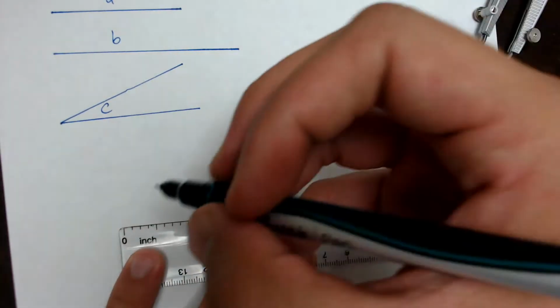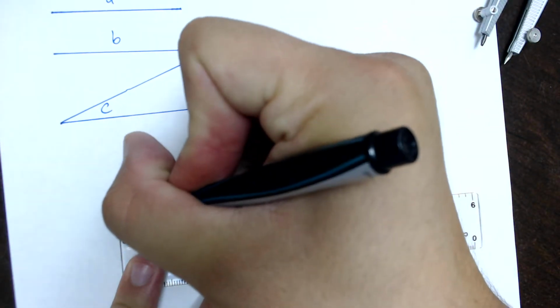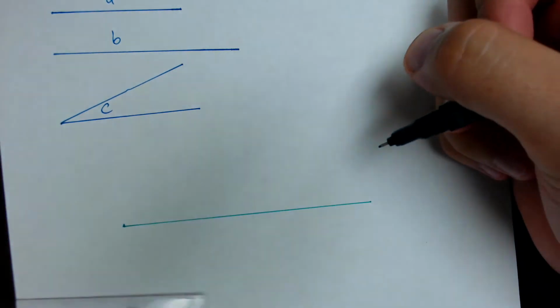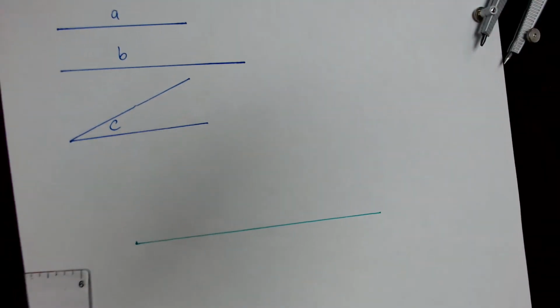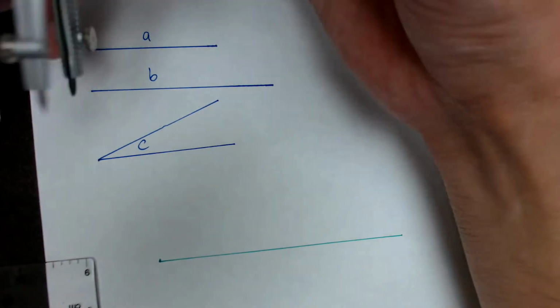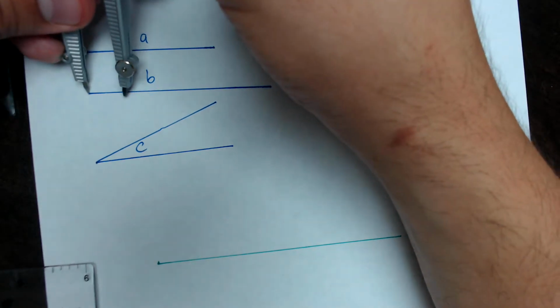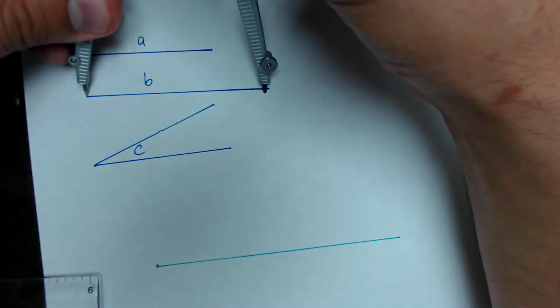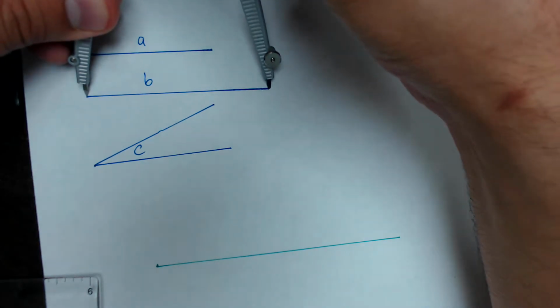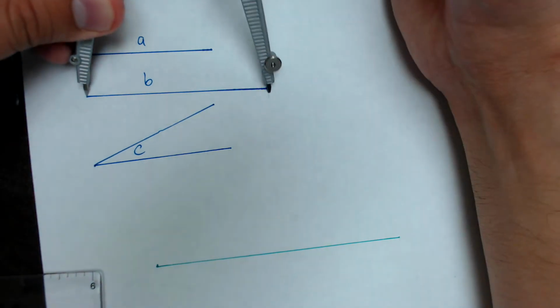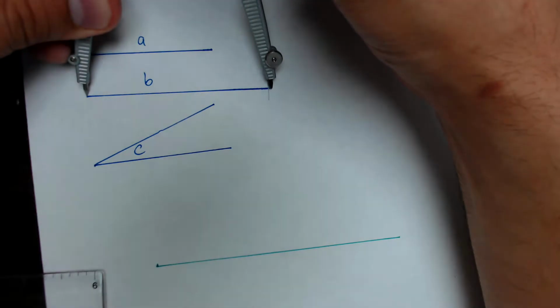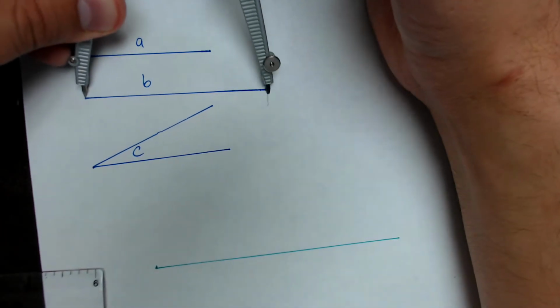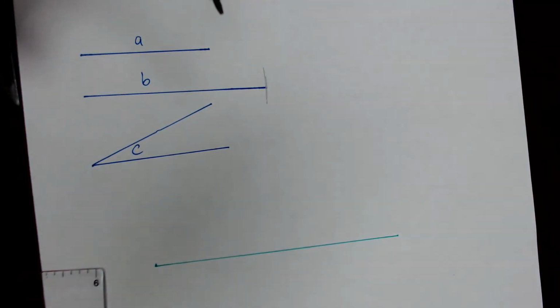I'm going to take my straight edge and draw a ray that I know for a fact is bigger than line B, so I can get an accurate representation of B. And then I take my compass, put the sharp end on one side and the pencil end on the other side, and measure off the size of line B. Oh, a little too short. There we go, that's a good length.